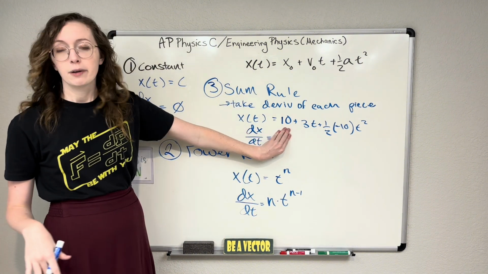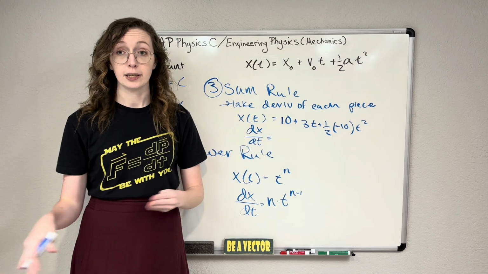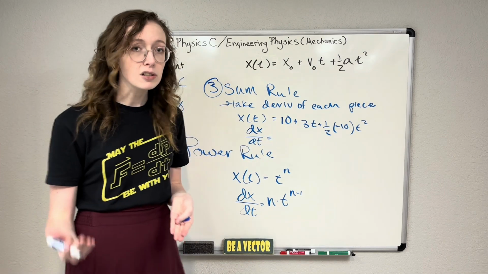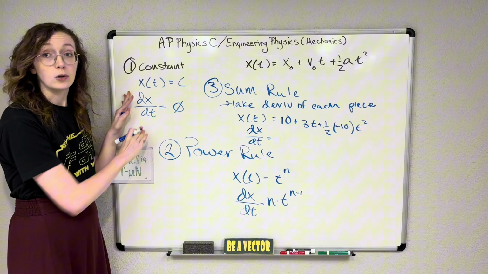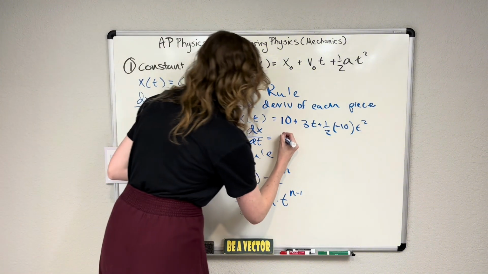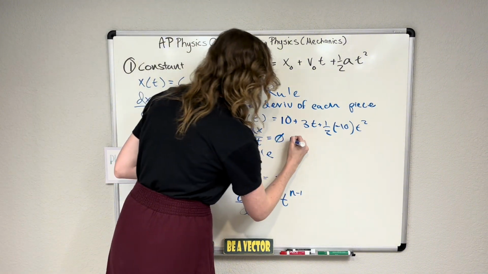Well, starting with the derivative of 10, 10 is just a number, it's a constant. So that would be a horizontal line. We can apply the constant rule, it would have a slope of 0. So its derivative would be 0.